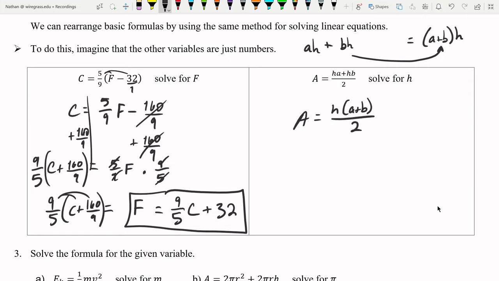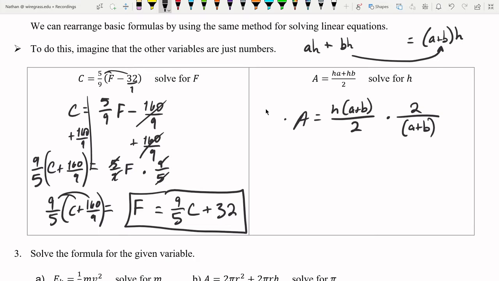I took the h out. Of course, h times a plus b is the same thing as a plus b times h. Multiplication is commutative, so you can flip them around. Okay, now all we have to do is get h by itself, and this can be done in one step. You can use 2 here if you want. You can multiply by 2, and then divide by a plus b, or divide by a plus b and then multiply by 2. But you can also do both of those at the same time. Multiply by 2 over a plus b.